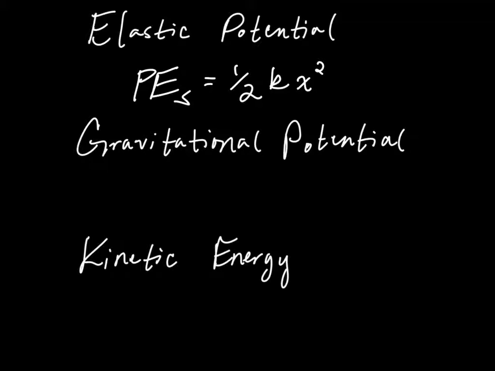The next type of mechanical energy that we have is gravitational potential energy. This is the stored energy an object has due to its relative position from a reference point. The main thing to note with gravitational potential is that it can be positive or negative, because it really depends on where our reference point is.